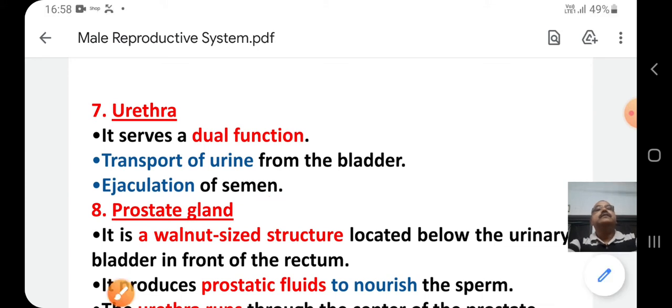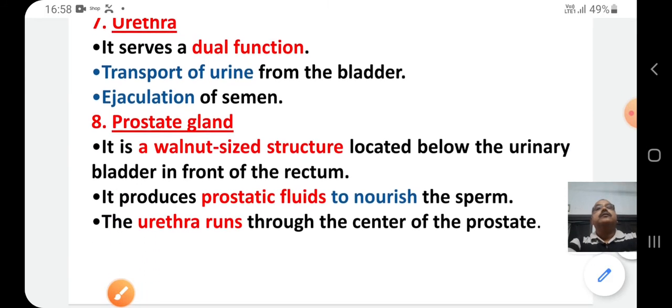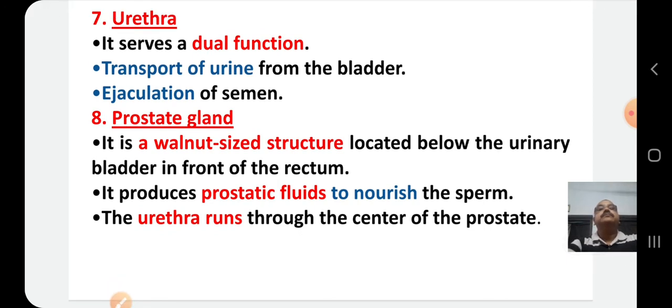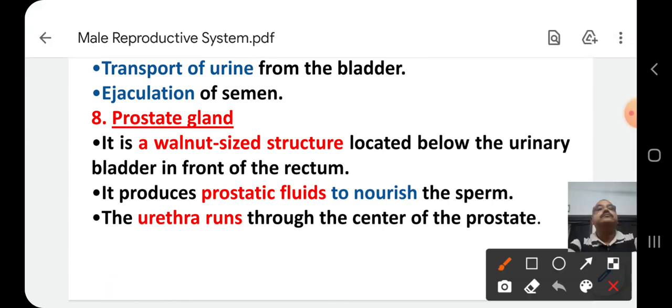Friends, we have seen the prostate gland in the picture. It is a walnut-sized structure located below the urinary bladder in front of the rectum. It produces a fluid known as prostatic fluid. It helps to nourish the sperm. The urethra runs through the center of the prostate.